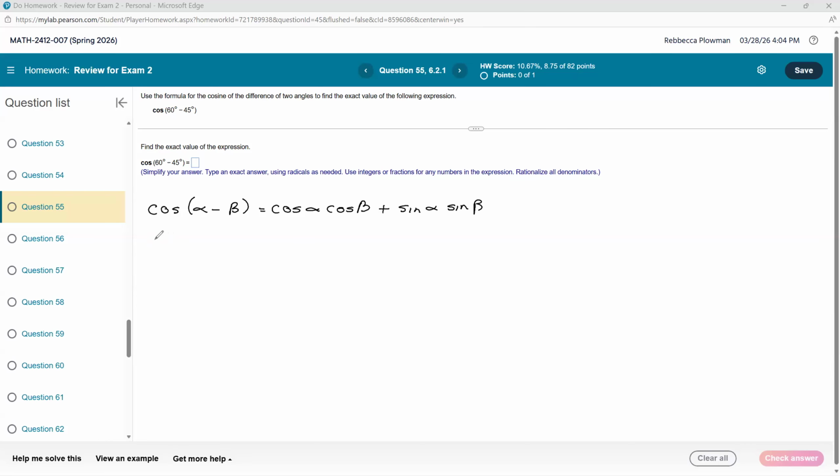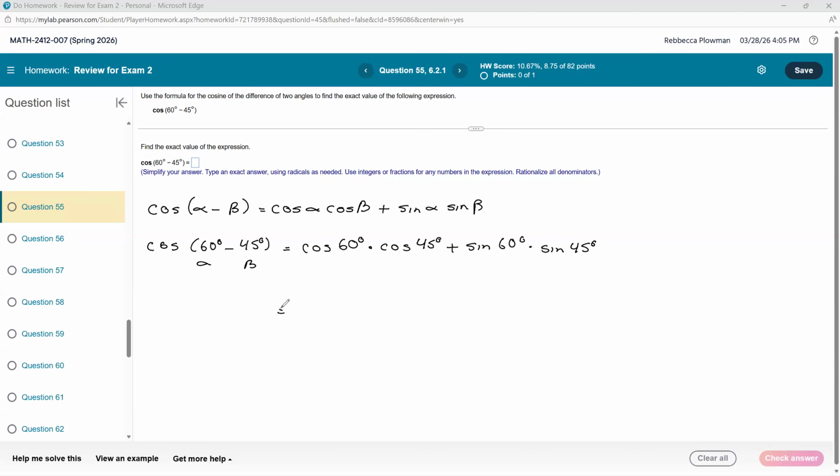We're good. So what we have is cosine of 60 degrees minus 45 degrees. So this is my alpha, this is my beta. So that's just going to be cosine of 60 degrees times cosine of 45 degrees plus sine of 60 degrees times sine of 45 degrees.